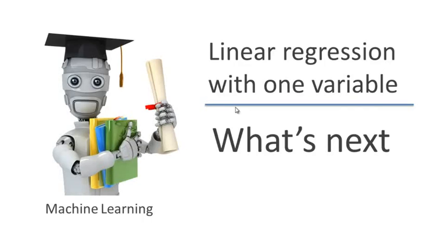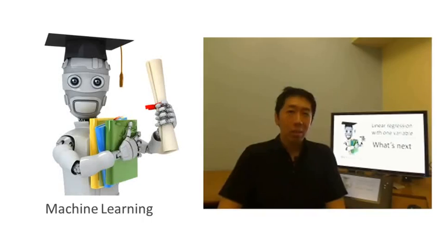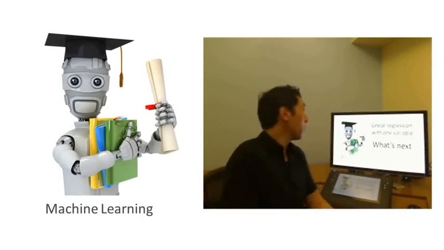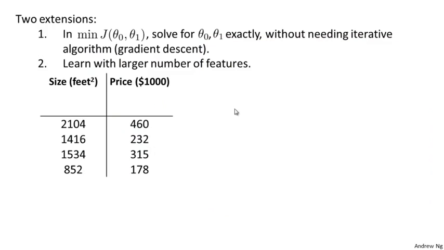You now know about linear regression and gradient descent. The plan from here on out is to tell you about a couple important extensions of these ideas. Concretely, here they are. First, in order to solve this minimization problem, there's an algorithm for solving for theta 0 and theta 1 exactly without needing an iterative algorithm like gradient descent that we had to iterate multiple times over. There are advantages and disadvantages of this algorithm that lets you solve for theta 0 and theta 1 basically in one shot.